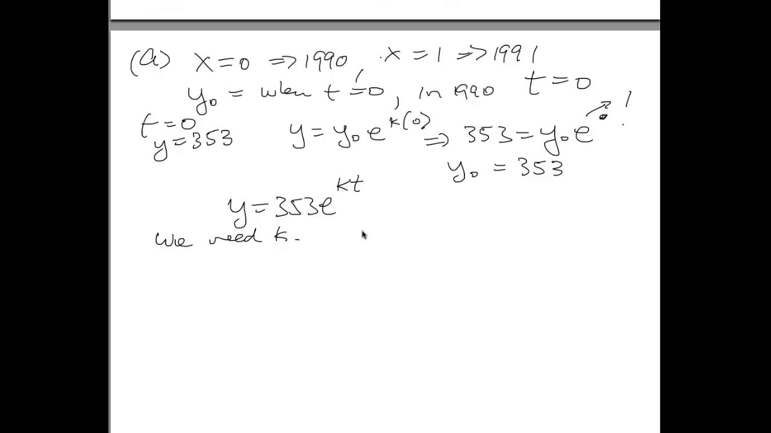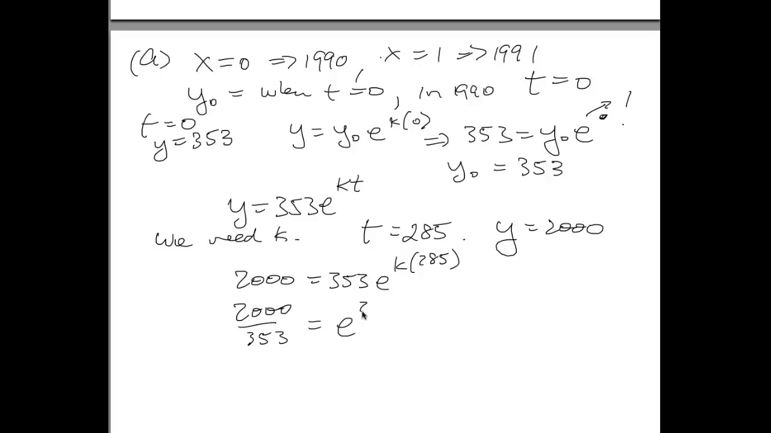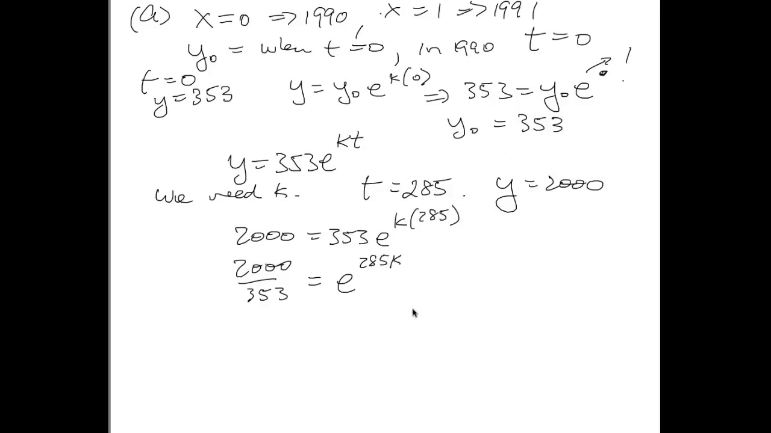We know the level is 2000 in 2275. So when t is equal to 285, y is equal to 2000. Using our model, we have 2000 equals 353 e to the k times 285. In other words, 2000 divided by 353 is equal to e to the 285k. Of course, we need to think about how we undo this e function. Well, using our ln. So I'll put that on this side.